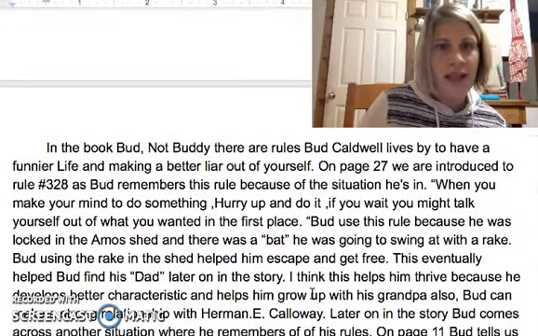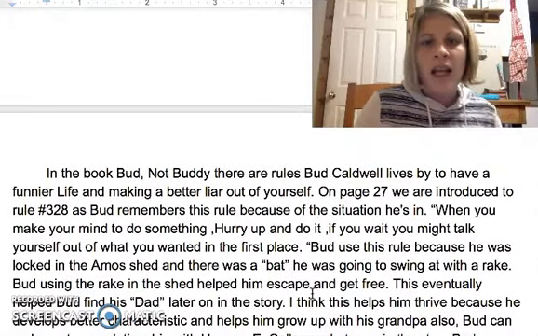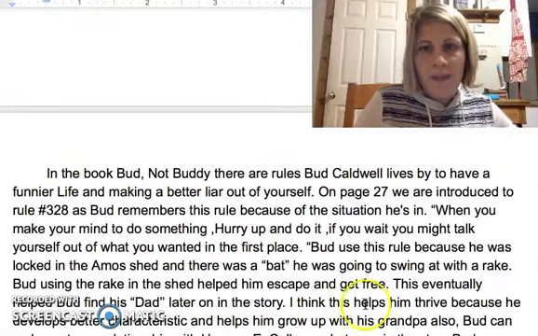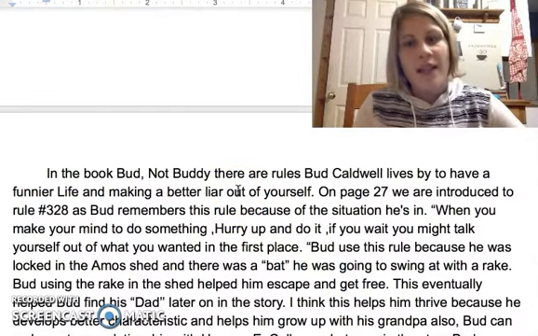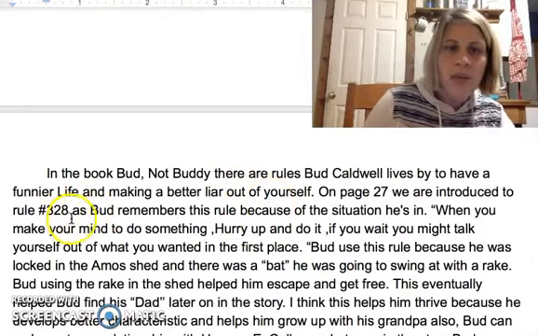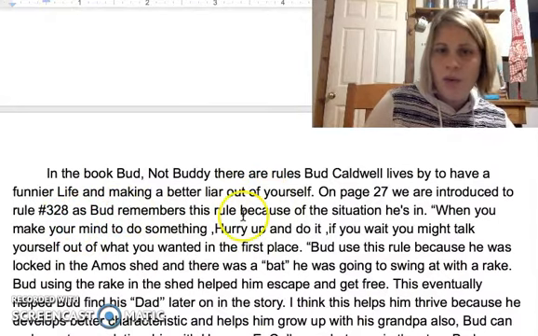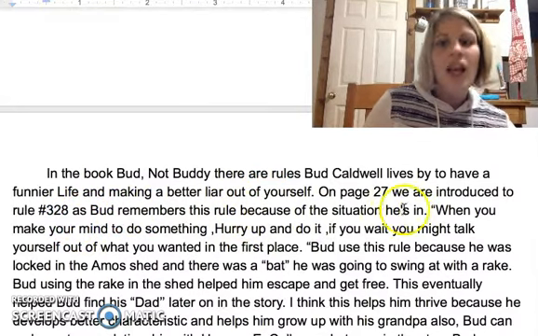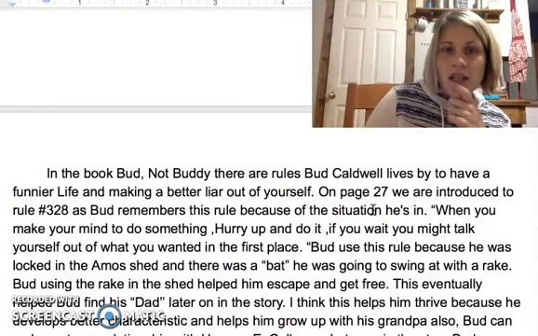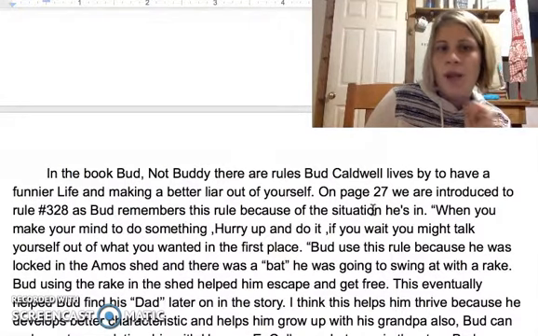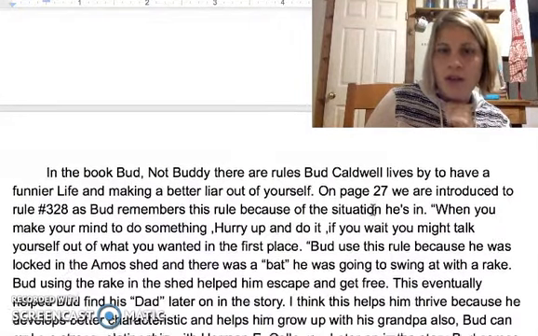Here's another great example. In the book, Bud Not Buddy, there are rules Bud Caldwell lives by to have a funner life and make a better liar out of yourself. On page 27, we are introduced to rule number 328 as Bud remembers his rule because of the situation he's in. They're doing a good job of setting up the rule. "When you make up your mind to do something, hurry up and do it. If you wait, you might talk yourself out of what you wanted in the first place."